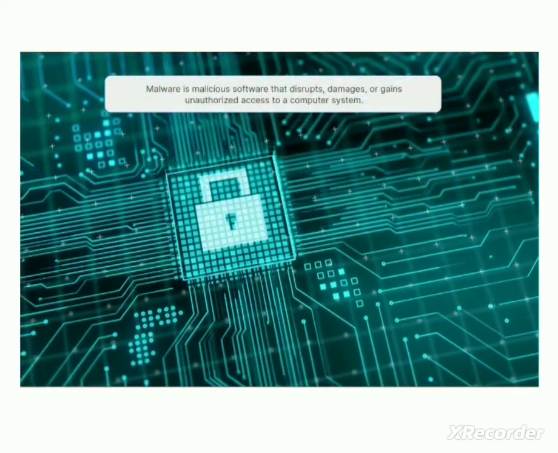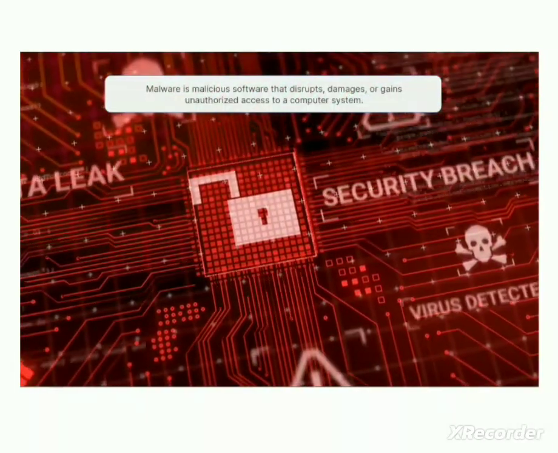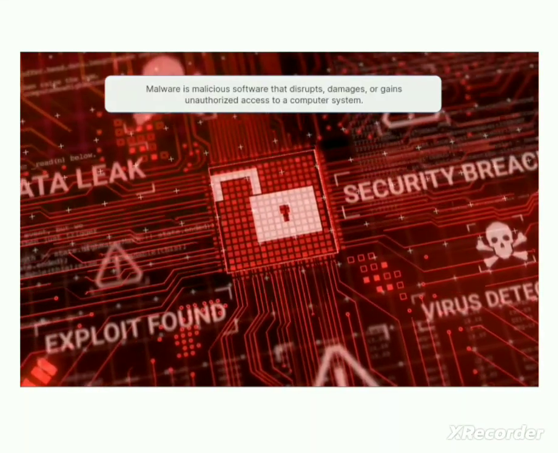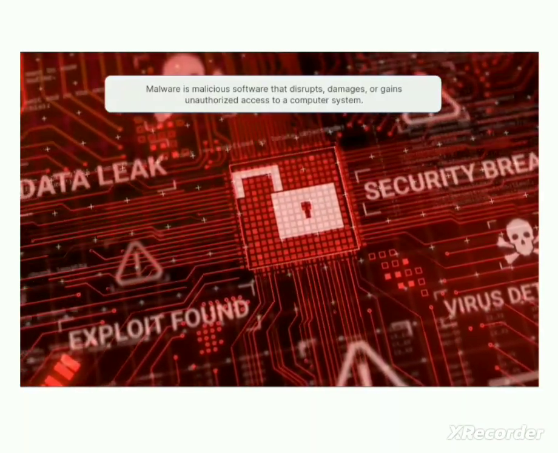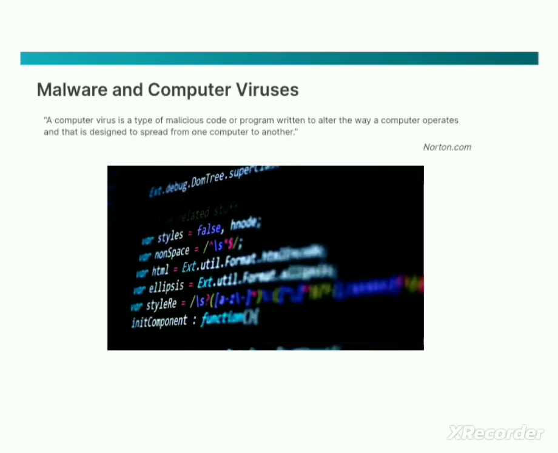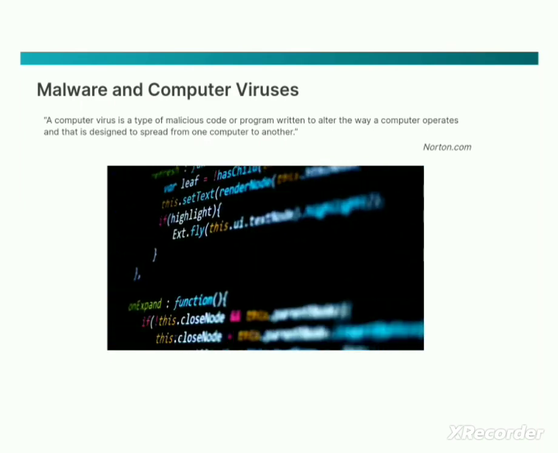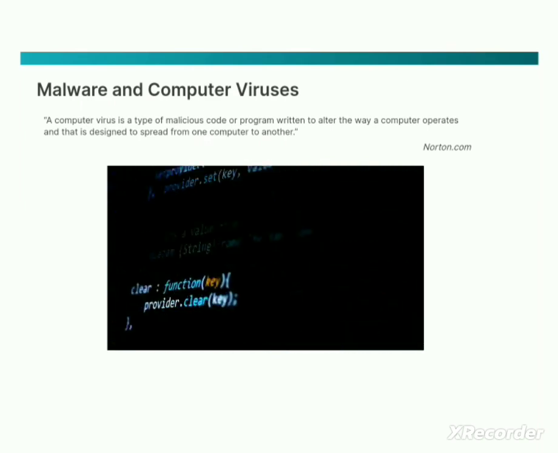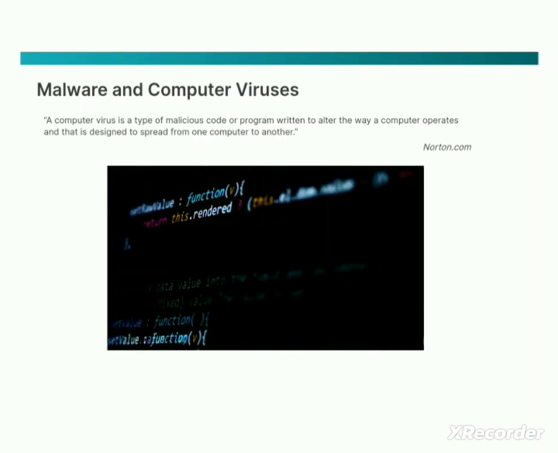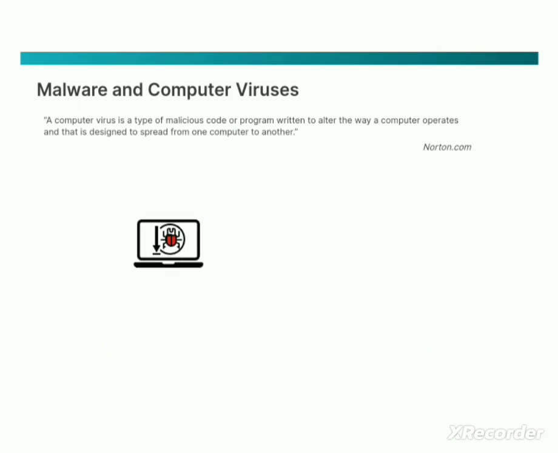While malware is malicious software that disrupts, damages, or gains unauthorized access to a computer system, a computer virus is malware with additional traits. Norton.com defines a computer virus as a type of malicious code or program written to alter the way a computer operates and that is designed to spread from one computer to another. A virus operates by inserting or attaching itself to a legitimate program or document that supports macros to execute its code. In the process, a virus has the potential to cause unexpected or damaging effects, such as harming the system software by corrupting or destroying data.